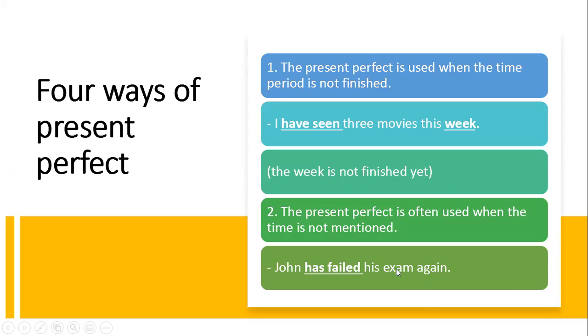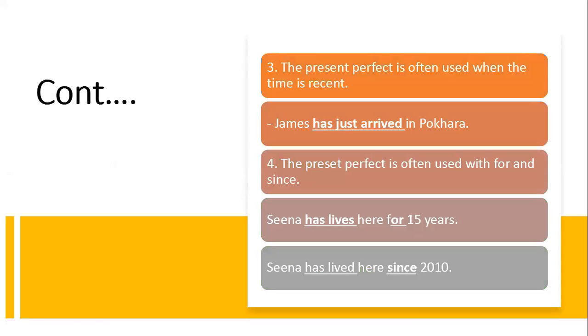And the third one is, the present perfect tense is often used when the time is recent. Even when we want to make our sentence present perfect, we can use it for recent times. For example, James has just arrived in Pokhara. It means he has just arrived in Pokhara. So that is the example.